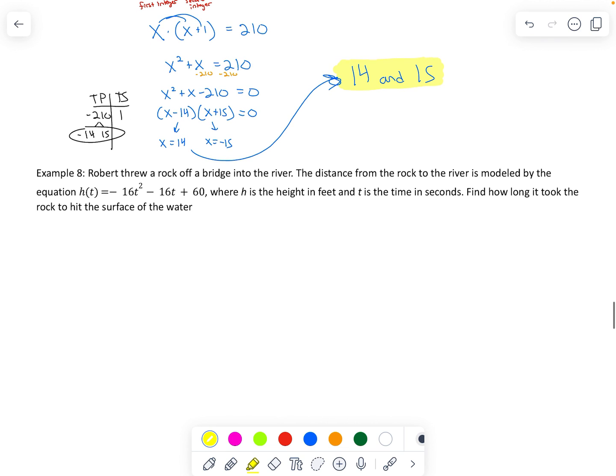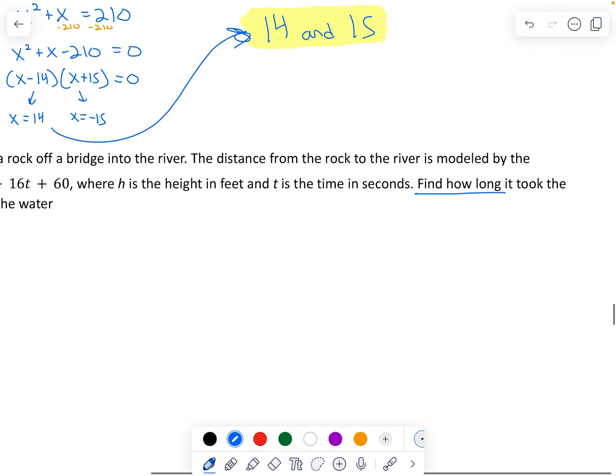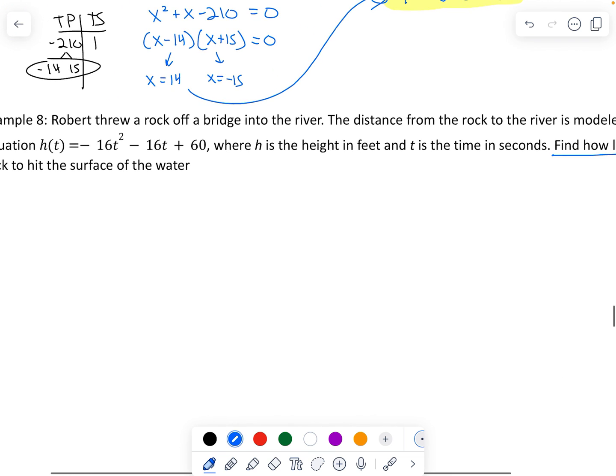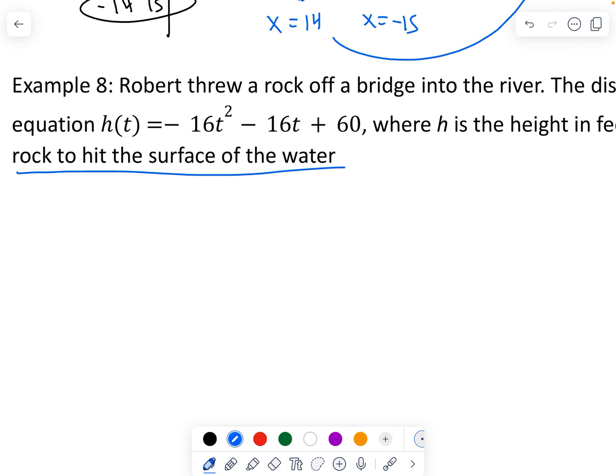Robert threw a rock off a bridge into a river. The distance from the rock to the river is modeled by this equation, h of t, which stands for height at time t, equals negative 16t squared minus 16t plus 60, where h is the height in feet and t is the time in seconds. How long did it take for the rock to hit the surface of the water? We are searching for a time.